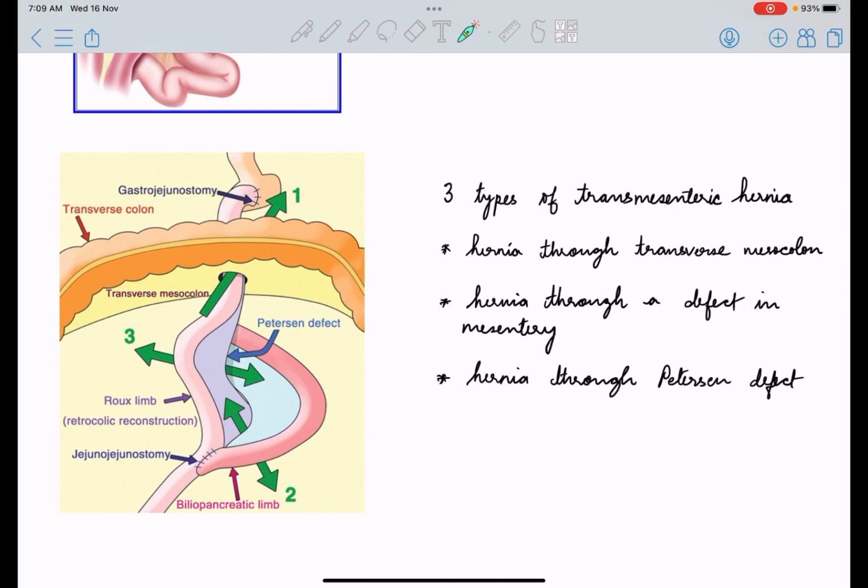These hernias are more common after laparoscopic surgery compared to open surgery. A reason which many surgeons give is that post laparoscopy, formation of adhesions is less, and that is why following laparoscopy the incidence of these hernias is more compared to open surgery. With that, we come to the end of this chapter.